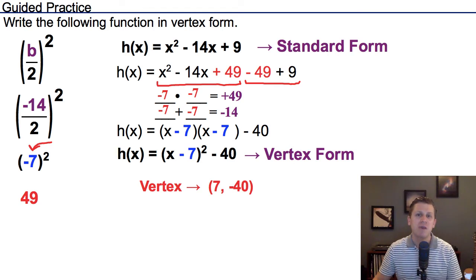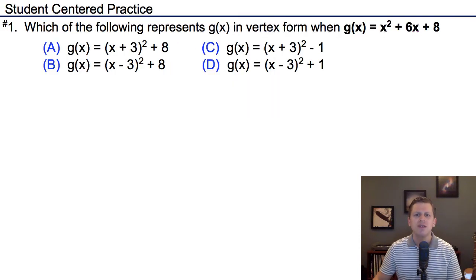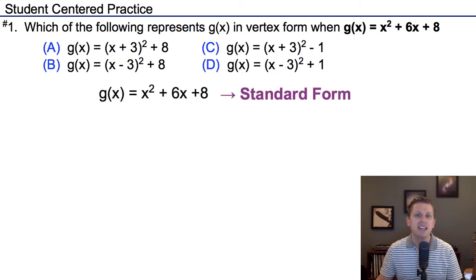Let's see if you could try one of these examples on your own. Which of the following represents g of x written in vertex form? In order to change something from standard form to vertex form, we have to create a perfect square trinomial. Here we have g of x written in standard form.